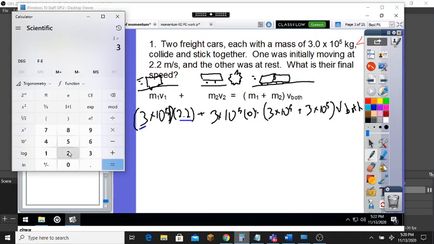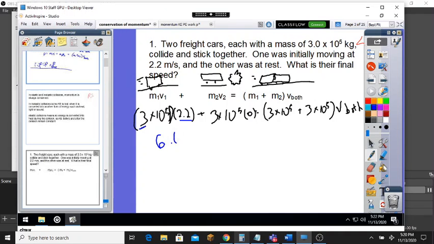3 times 2.2 gives me 6.6. This one right here did not have an exponent, so you can just leave it as is. Now I want you to notice in this equation, m1 is 3 times 10 to the 5th, v2 is 0. So here we're going to multiply this times 0, and we know that that is 0. So we don't have to do anything there.